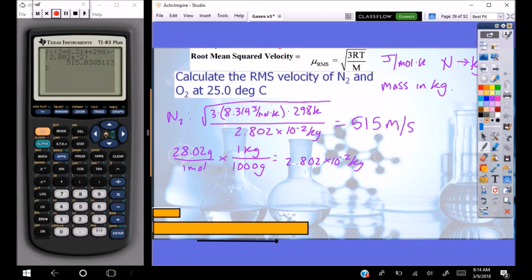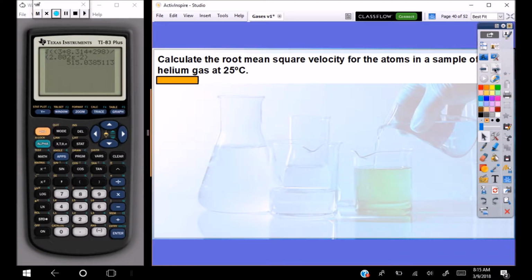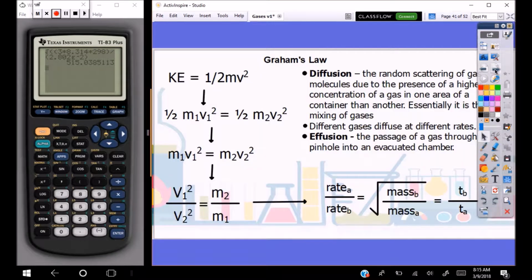Now you could go through and do the same thing for O2. So go ahead and calculate O2. Okay, so for O2, if you use the same type of calculation, we know the mass of oxygen is 32 grams per mole if you're looking at O2. And if we plug that in, convert it to kilograms first and plug it in, we would get a velocity of 482 meters per second. One calculation's enough with that. Let's move on to Graham's law.